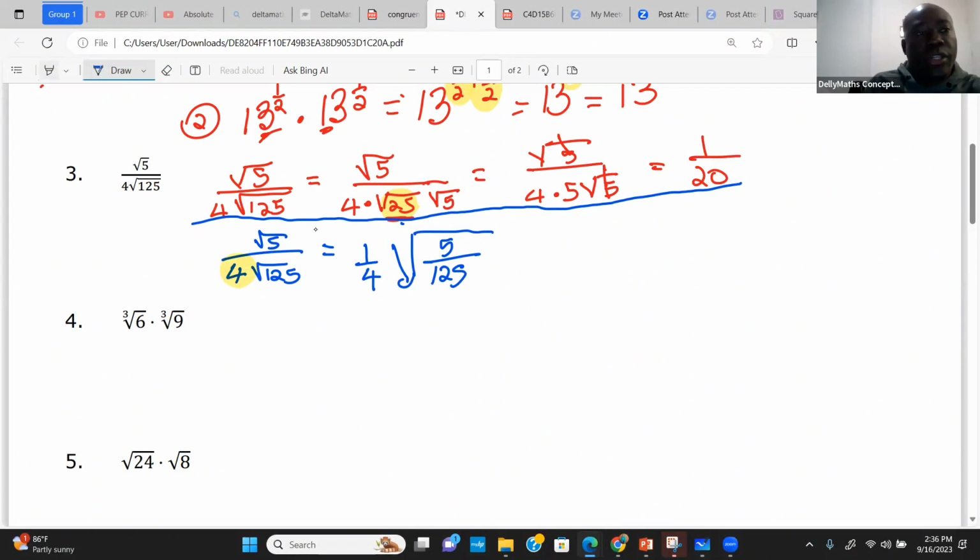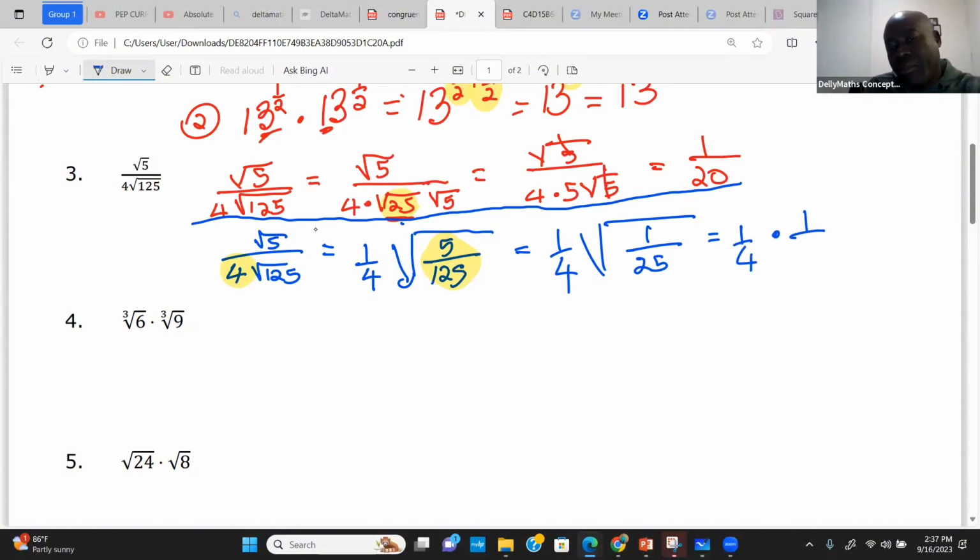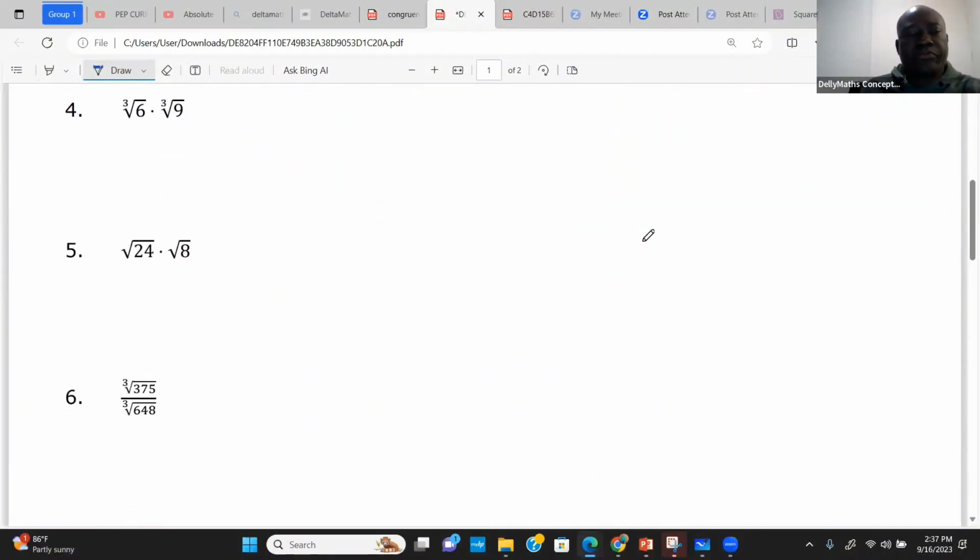So at this time, I could cancel the 5 and the 125 there. So let me write the next step. I'll have 1/4 outside. Then I'll have the square root of 5 into itself is 1, and 5 into 125 is 25. So at this moment, what I'm left with is 1/4. If I take the square root of the 1, I'll still get 1 at the top, and the square root of the 25 will give me 5. And if you work this out, you'll get 1 over 20, just the same. So there are various ways to approach these problems, and whichever way you see fit works.